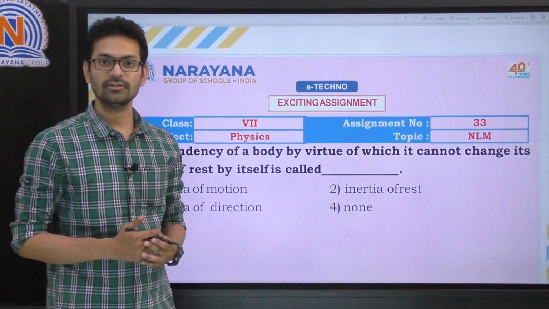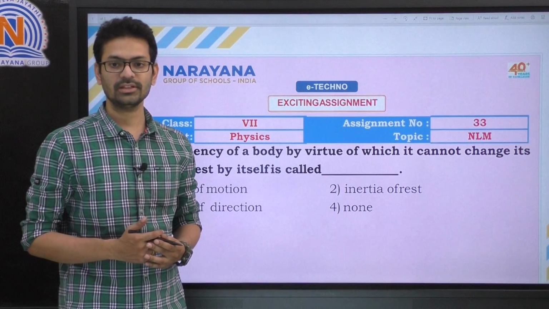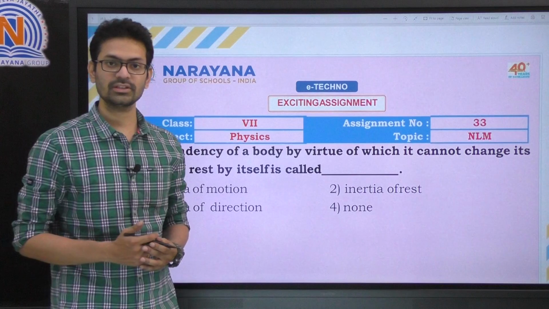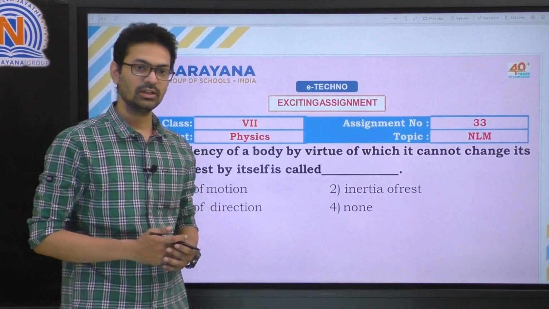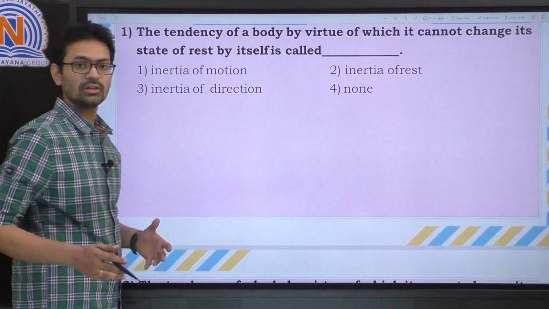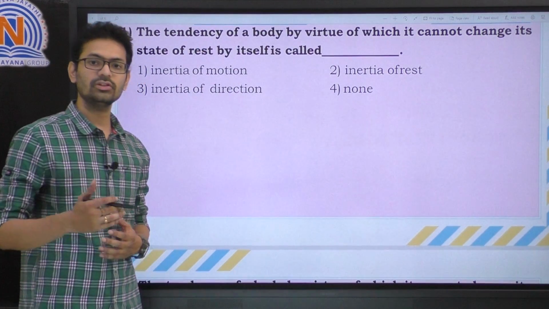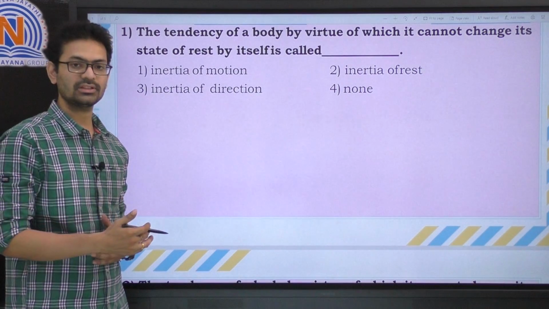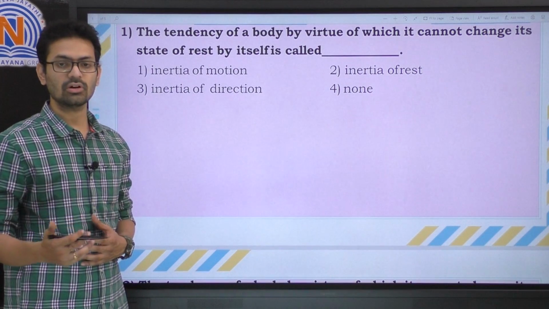Today here I am in front of you all to discuss your assignment number 33 from the topic Newton's laws of motion. Now let us go with the first question of your assignment. The first question is: the tendency of a body by virtue of which it cannot change its state of rest by itself is called.